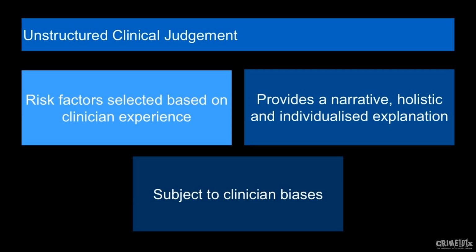For example, research has shown that clinicians using unstructured clinical judgment may apply the same risk factors to both violent and sexual recidivism, despite these behaviors having distinct causes. This reflects a broader issue. Like all decision makers, clinicians are prone to cognitive biases, such as overgeneralizing from past cases or relying on particularly memorable examples, which can lead to inconsistent and inaccurate assessments.